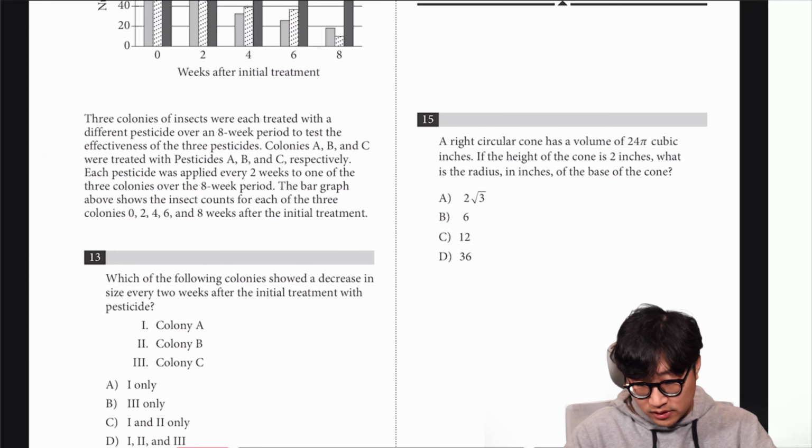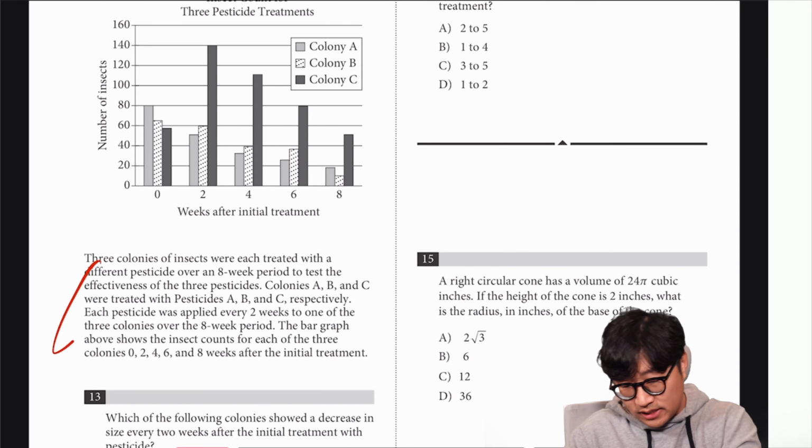Numbers 13 to 14 have to do with this. Bar graphs, too lazy to read. I'm not going to read that.